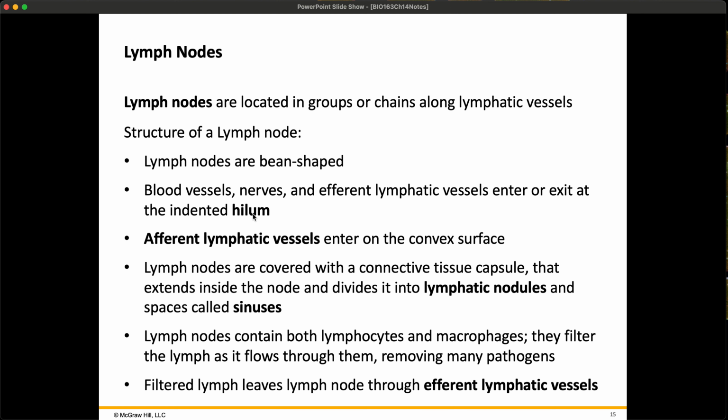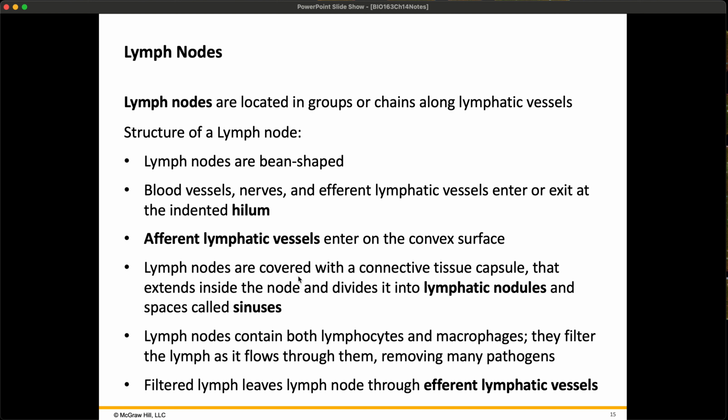Again, these are covered in connective tissue wrapping, so they are very much sealed organs, and so they have to have some type of entrance and exit, and that's through the hilum. Afferent vessels arrive, so A arriving, E exiting, just remembering that. Typically you have multiple afferent vessels and one efferent vessel.